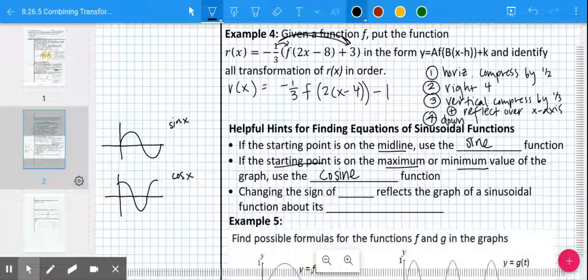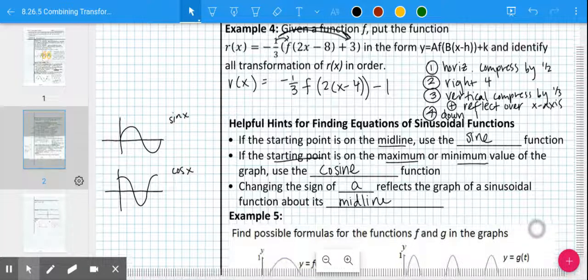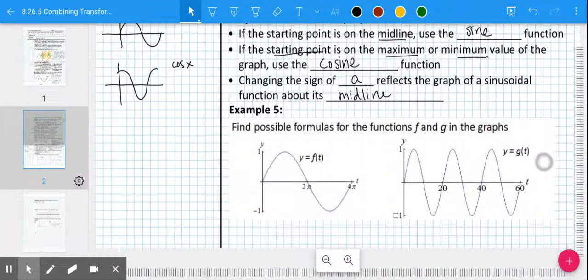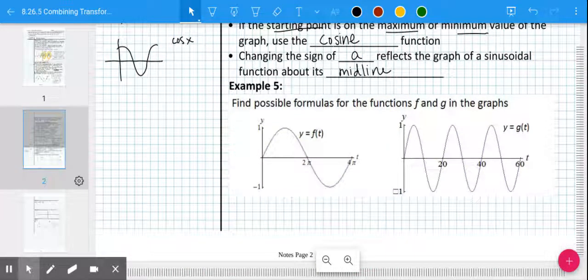Changing the sign of the a value is always going to reflect the graph over the midline. So if it starts at the bottom, for example, at a minimum value, you can make it a negative cosine, and then that'll be equivalent there. So let's go ahead and try this. We're going to attempt to write formulas for our 2 functions here.